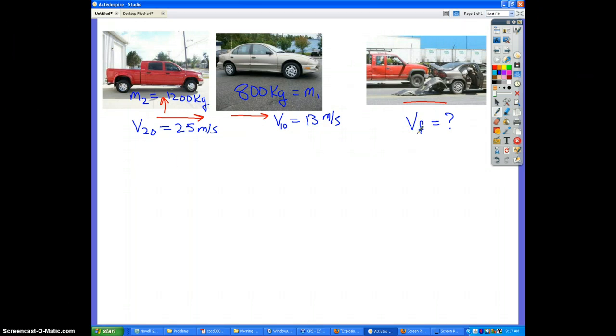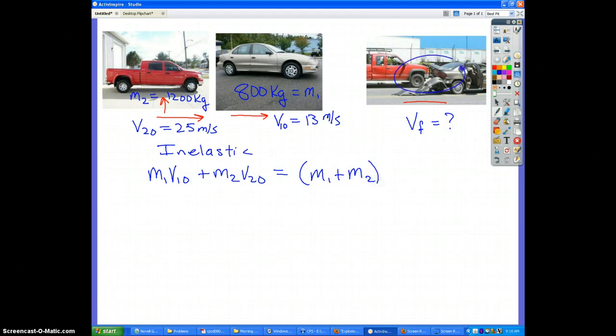The equation we use whenever we're doing inelastic, so remember this is inelastic because two things are separate and then they come together in the end, is M1 V1 original plus M2 V2 original. Notice these are separated by the plus sign because we have two different things, is equal to, now we're going to add the two masses together, M1 plus M2, because now the two things are together, times the final speed of those two things.